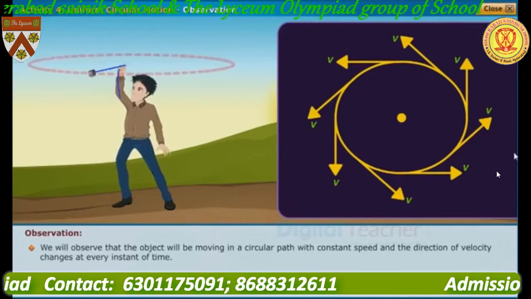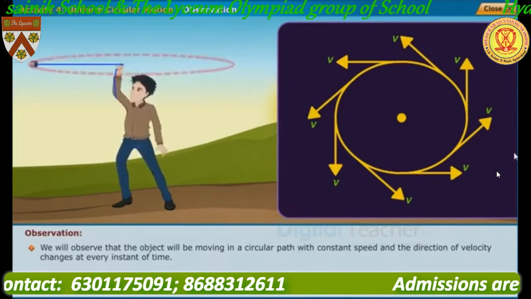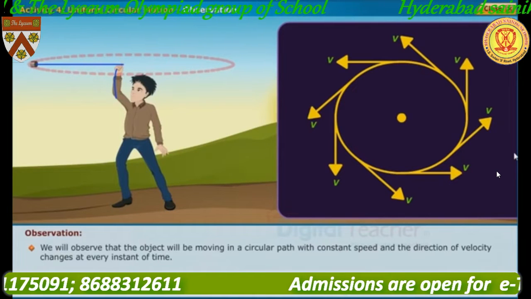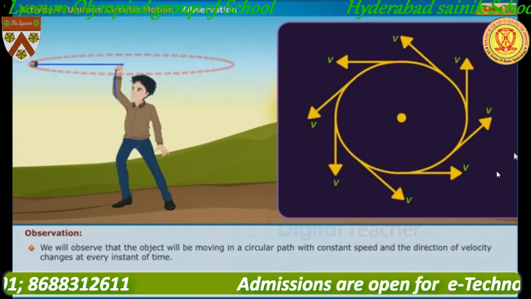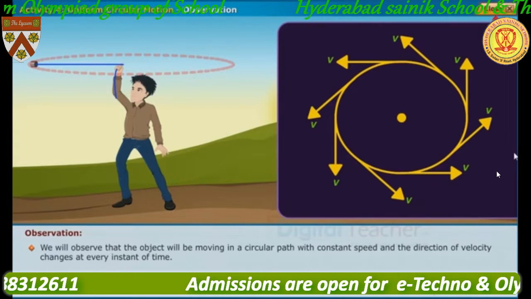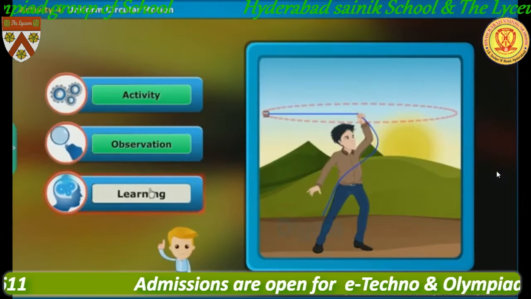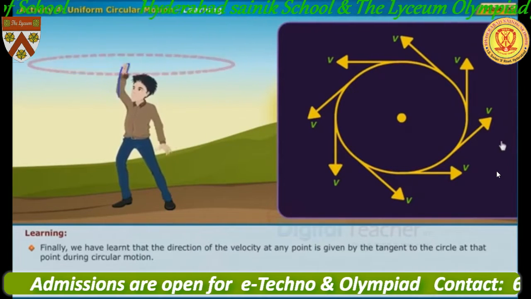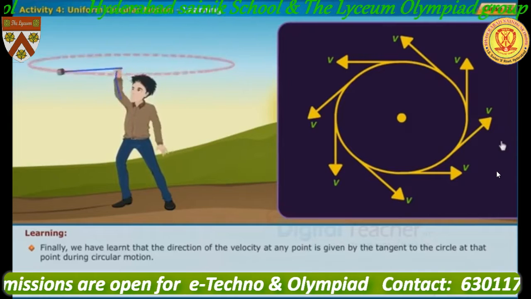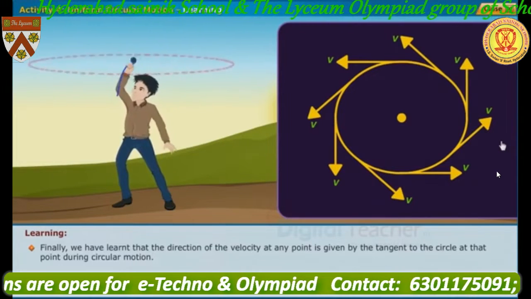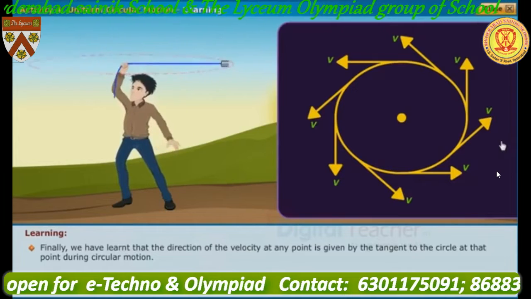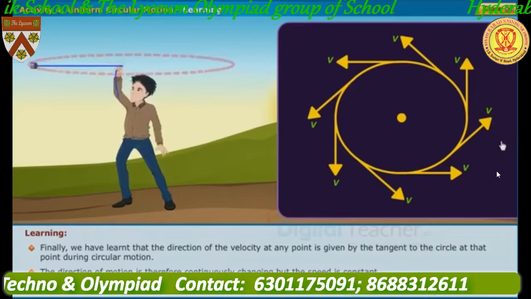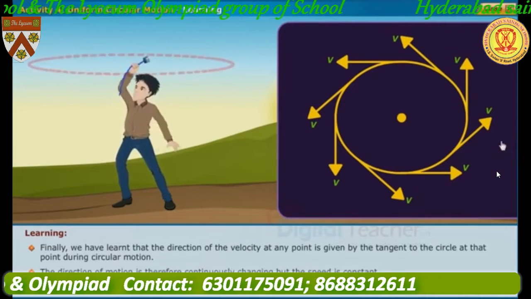We will observe that the object will be moving in a circular path with constant speed, and the direction of velocity changes at every instant of time. Finally, we have learned that the direction of the velocity at any point is given by the tangent to the circle at that point during circular motion. The direction of motion is therefore continuously changing, but the speed is constant.